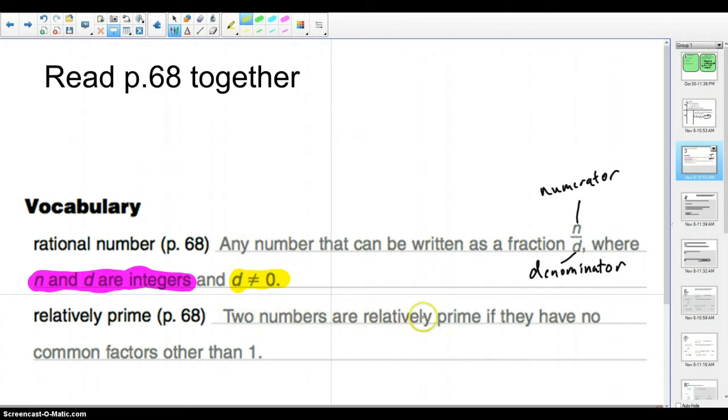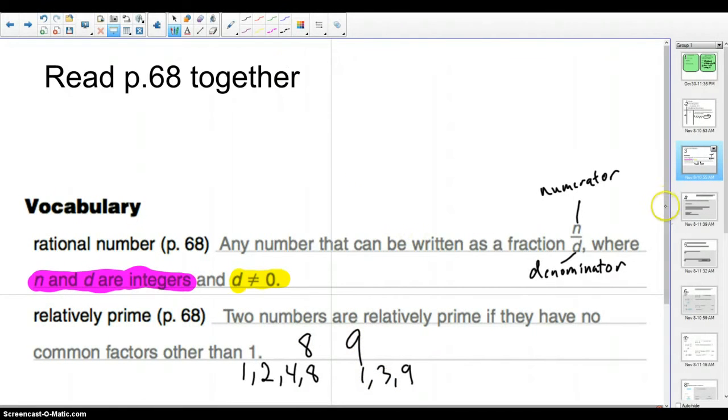Our next vocab word is relatively prime. Two numbers are relatively prime if they have no common factors other than 1. For example, if we had the numbers 8 and 9, the factors of 8 are 1, 2, 4, and 8. For 9, our only factors are 1, 3, and 9. Because the factors of 8 are 2, 4, and 8, and none of those show up in the factors of 9, these two numbers are relatively prime.